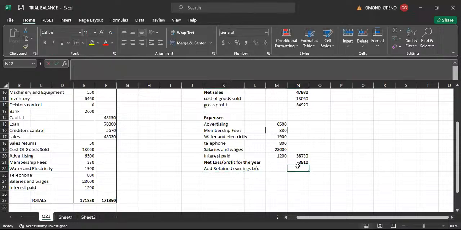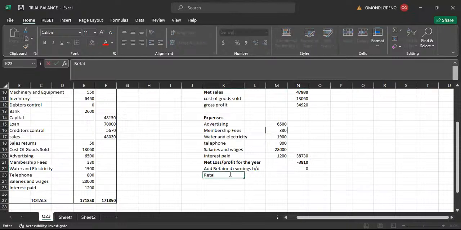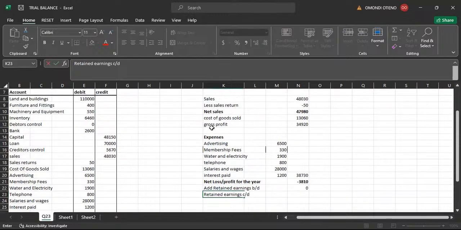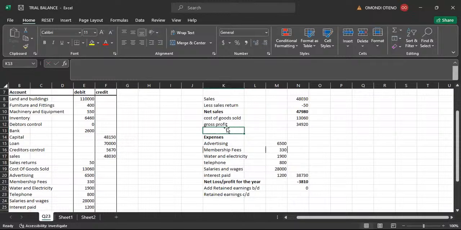So if we had our retained earnings brought down there, we write it. For our case, it is 0, so that we get what we call retained earnings carried down. Discount received, that's an income, so we could have placed it under other income, maybe below gross profit for us to get other income. Then we are going to get total income. Could have placed it up here.